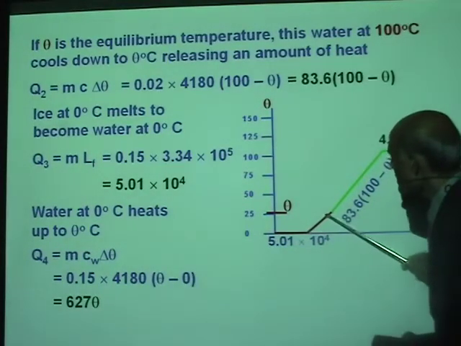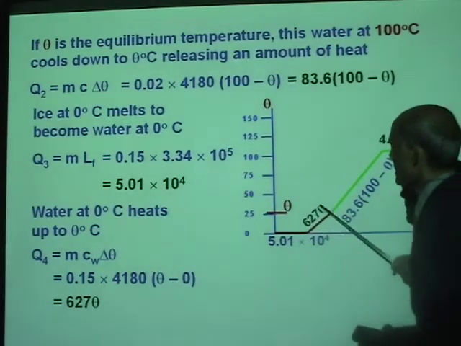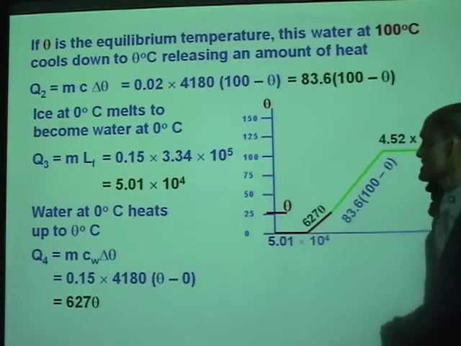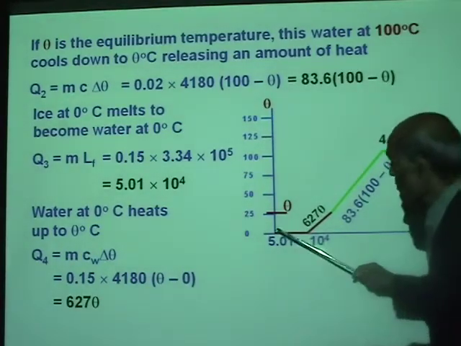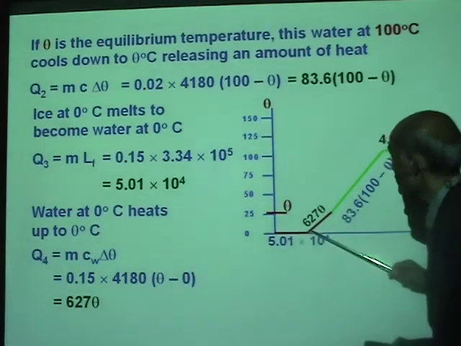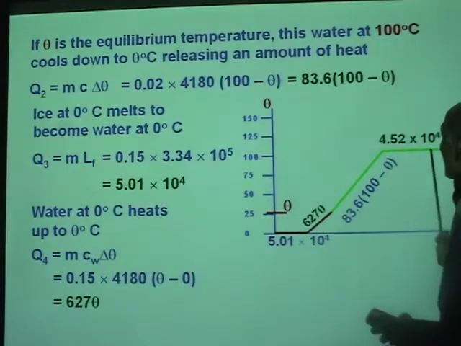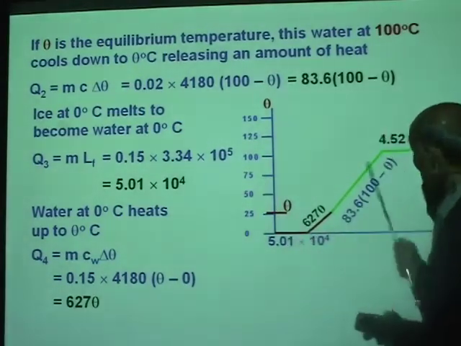Water at 0 degrees warms up to water at theta degrees. The amount of heat absorbed is 627 theta. Now, you have a certain amount of heat absorbed by ice, that's the red line, and a certain amount of heat lost by the steam, the green line.